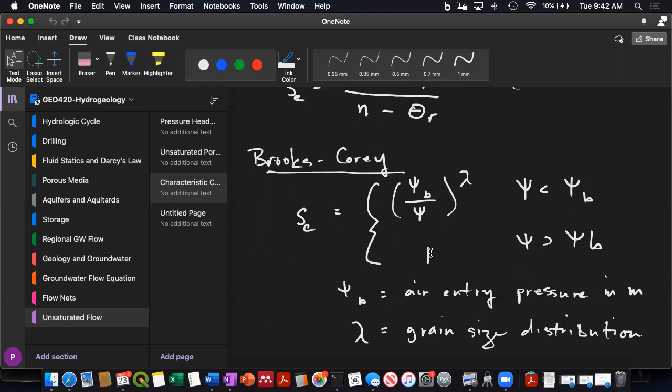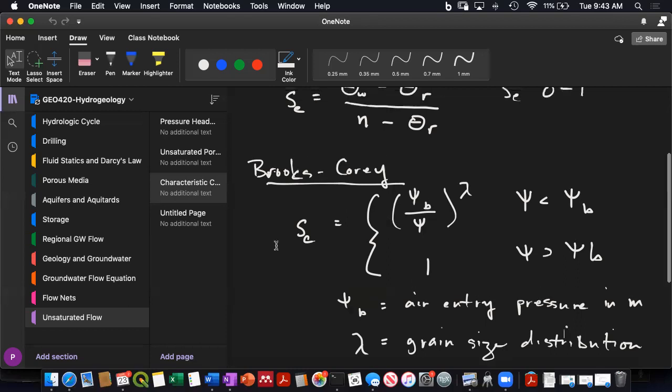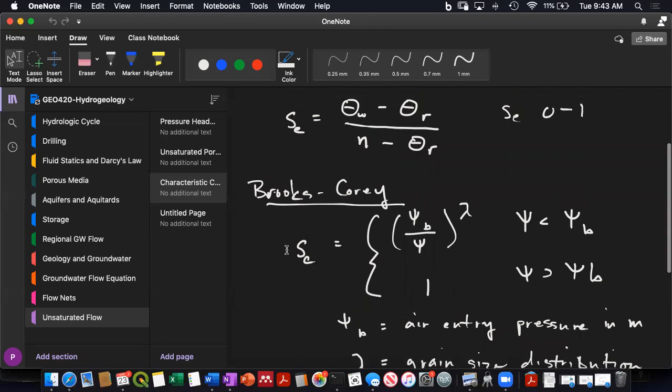Yeah, it totally can. Or you can also manually look in there and say, oh, look, my psi's are greater than psi b, I should just set it equal to 1. I would do it with an if function, but it doesn't have to be that fancy. Once you have that set up, you can just plug in a different psi b and a lambda, and you'll get another curve. So really, it's just putting this equation into Excel. Now, I would have another column so that you can get this effective saturation.